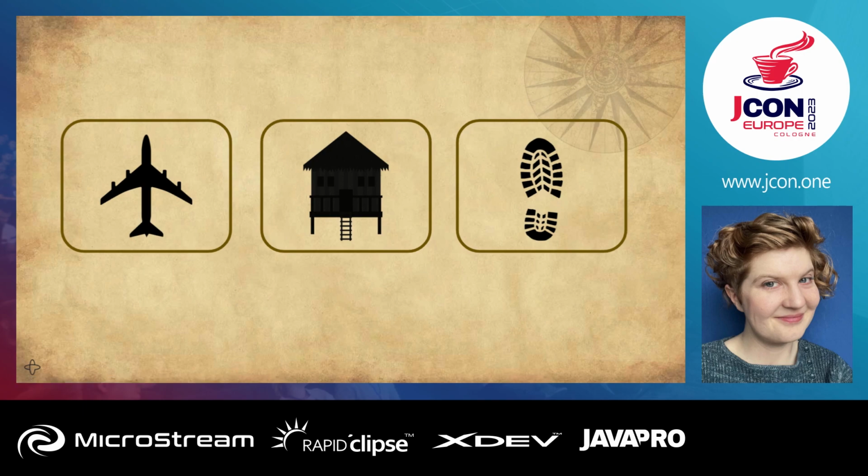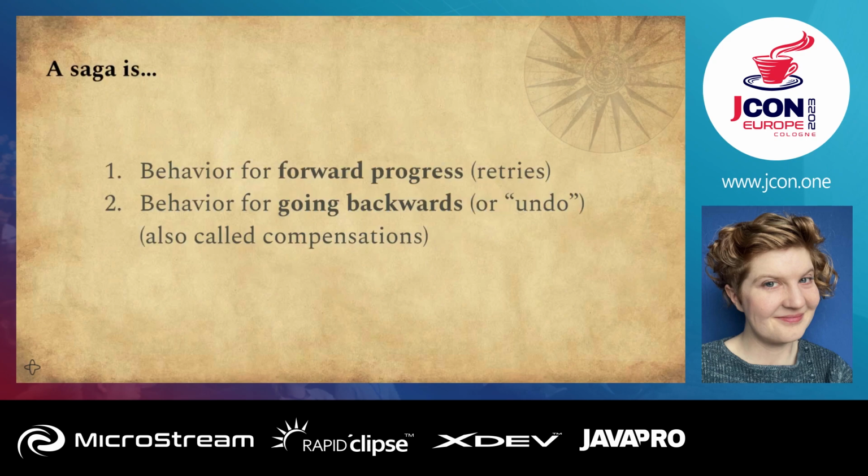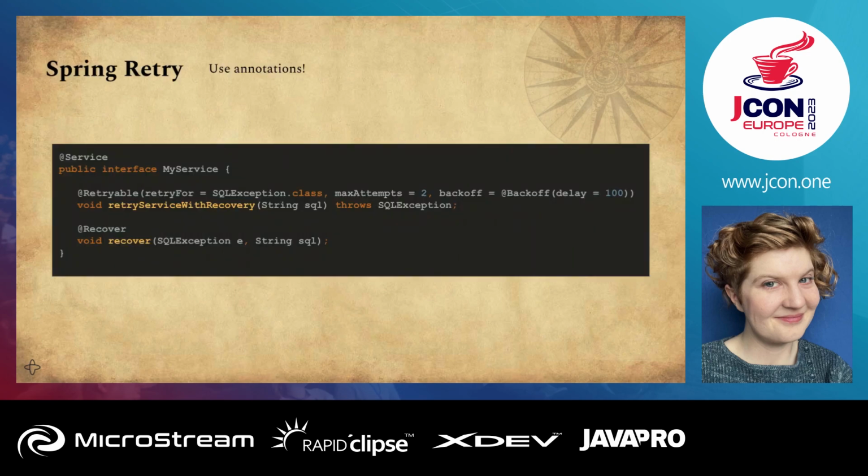Oh, and lastly, perhaps most importantly, how do we make sure that we, again, make sure all 3 services execute successfully, or we cancel and compensate properly so that it's as if none of them have executed. So, okay, cool. How do we build a saga? Just to remind you, sagas are this forward progress for the retries, and going backward progress for compensations.